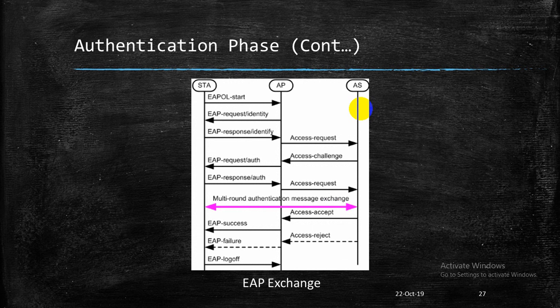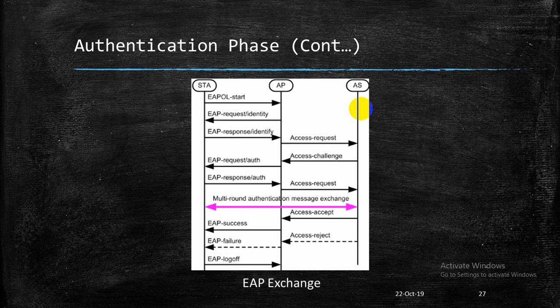A station starts with an EAPOL start. EAPOL means Extensible Authentication Protocol over LAN. It starts with the AP, and an EAP request is sent to the station from the access point, and again the reply is from the station to the AP, and then an access request is generated from the access point to the authentication server, and a reply is generated. Here you can see a multi-round authentication message exchange.